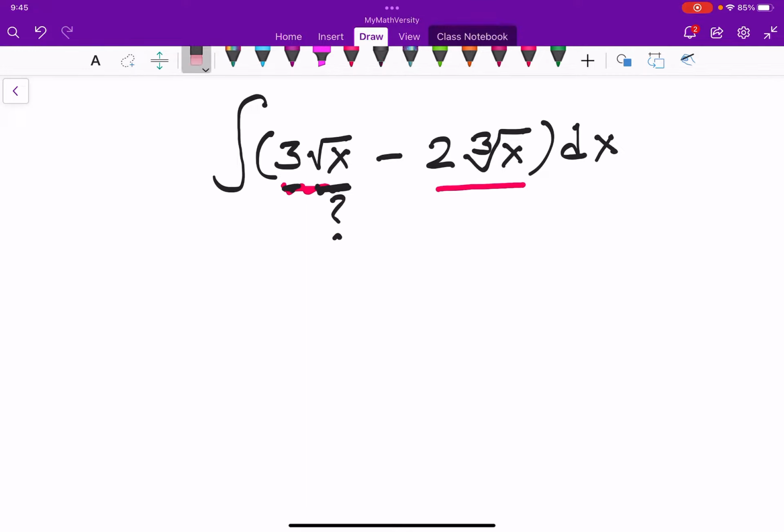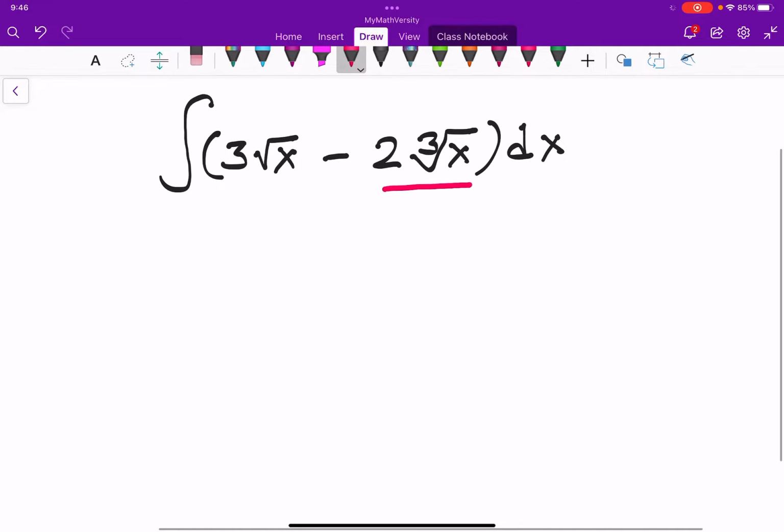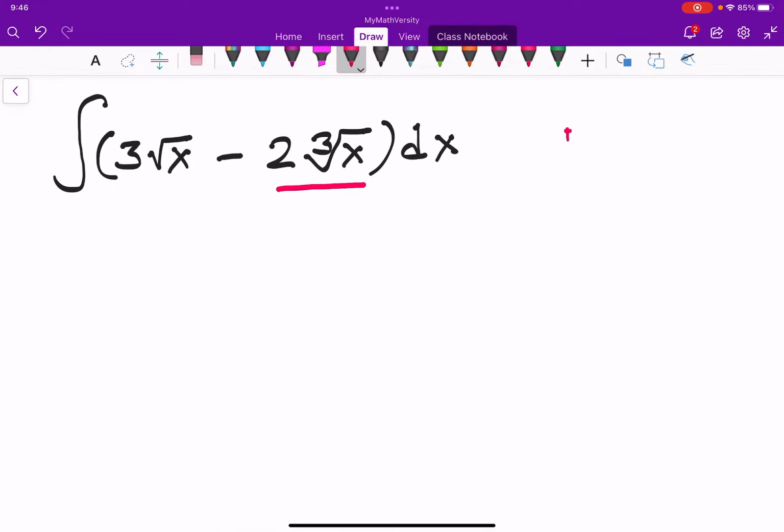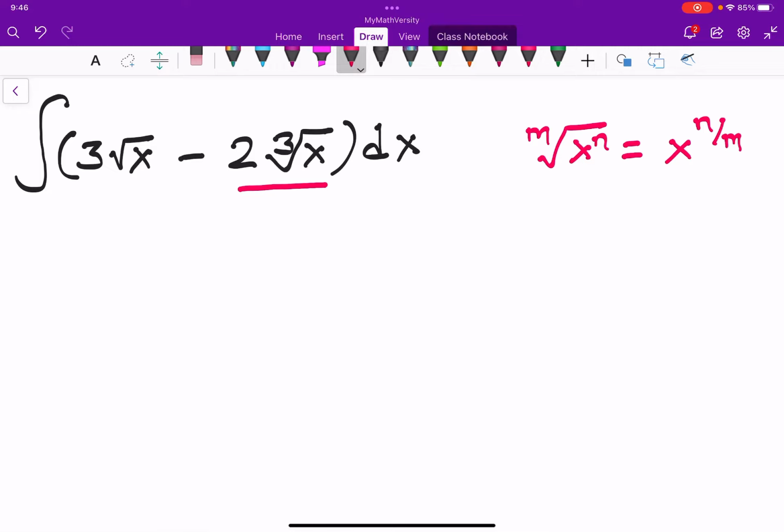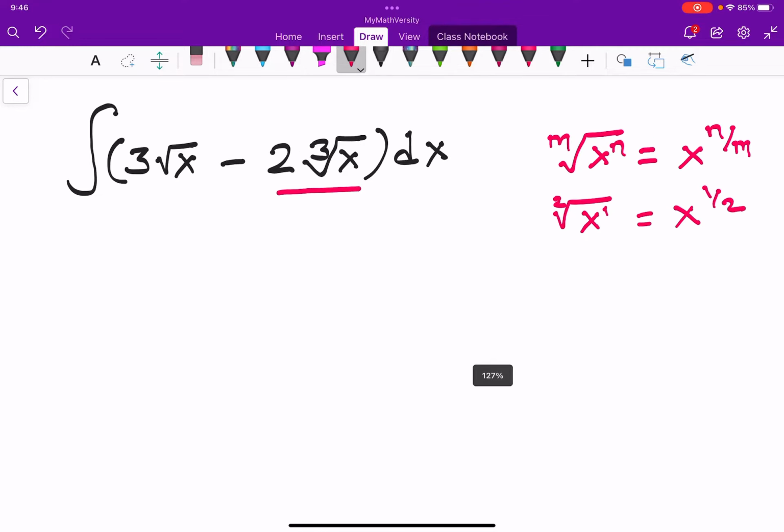As you know, there is no direct formula that deals with radicals on the antiderivative, but the radicals can be changed into exponents, right? So in general, if you have the mth root of x to the power n, then this can be converted into the exponent as x to the power n over m. So for the square root of x, how can you change it into the exponent? This is just x to the power 1/2. So that's how we could convert.